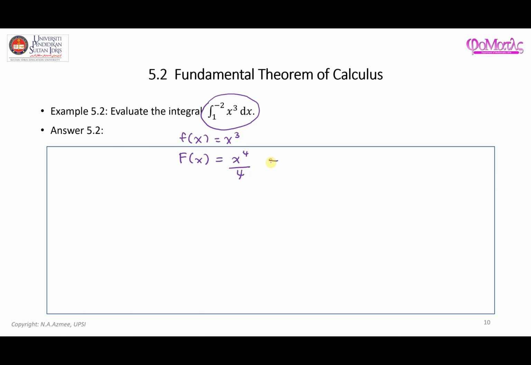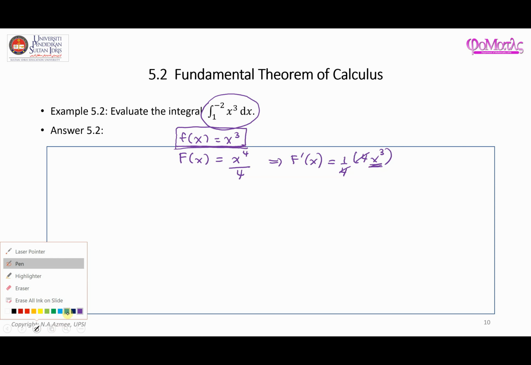because you can see that if I differentiate this function here, if I find the derivative, it will be 1 over 4, and x to the power of 4 will be 4x cubed, where then you can cancel 4 and 4, and you will get this function back, which is x cubed here. The small f(x) is equal to x cubed. So now we can continue evaluating it properly.